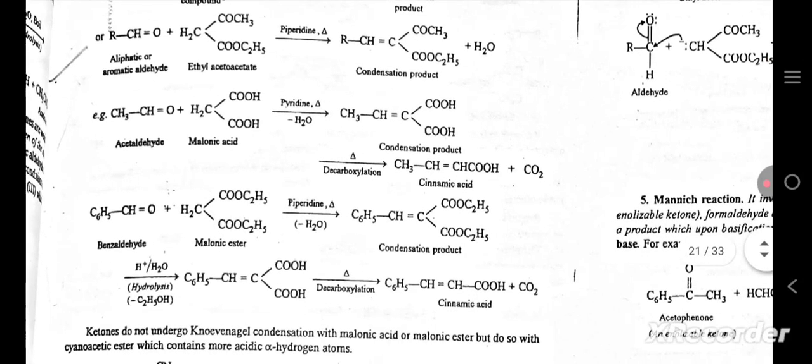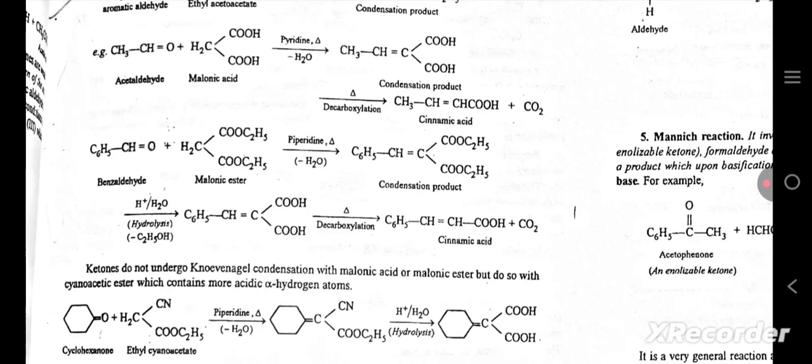Knoevenagel condensation. It is closely related to base-catalyzed aldol condensation. It involves the condensation of an aliphatic or aromatic aldehyde with an active methylene compound such as malonic acid, malonic ester, cyanoacetic ester, acetoacetic ester, nitroalkanes, etc., in presence of a base such as pyridine or piperidine to form alpha beta unsaturated compounds.